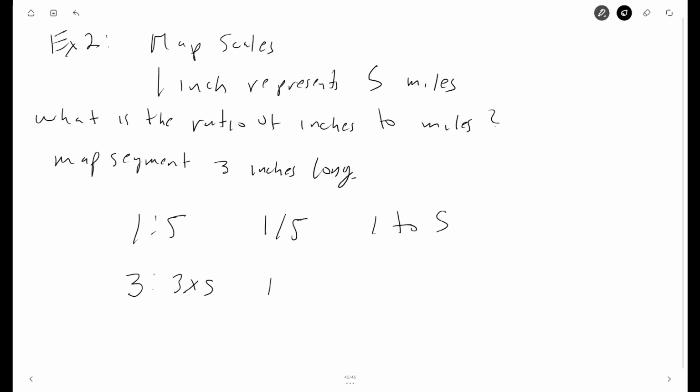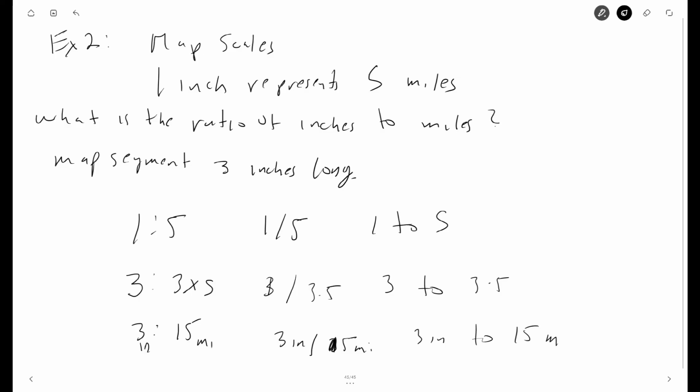And we'll do the same thing here. Instead of 1, we're going to write 3, and we're going to write 3 times 5. Okay, so we do 3 colon 15, where 3 is in inches and 15 is in miles, and then 3 inches over 15 miles, because 3 times 5 is 15 miles. Then we do 3 inches to 15 miles.